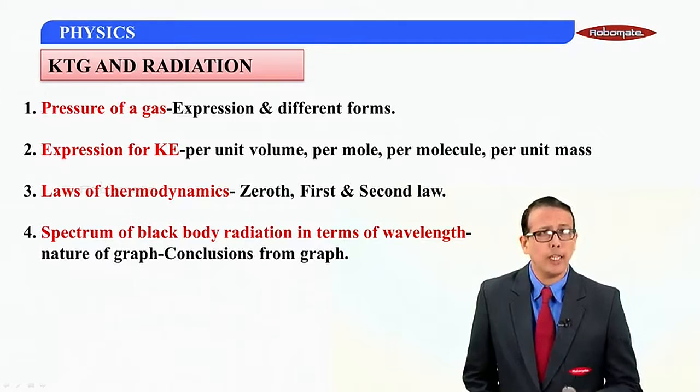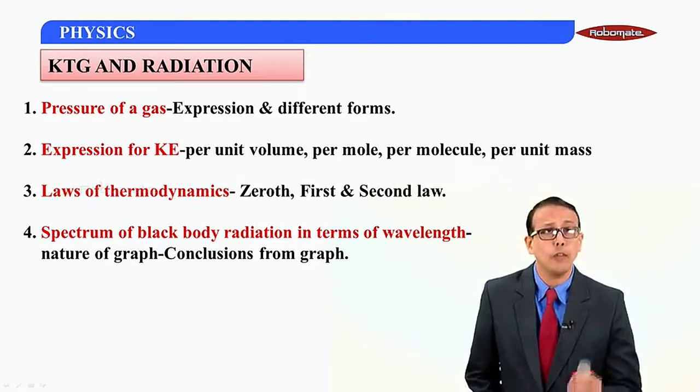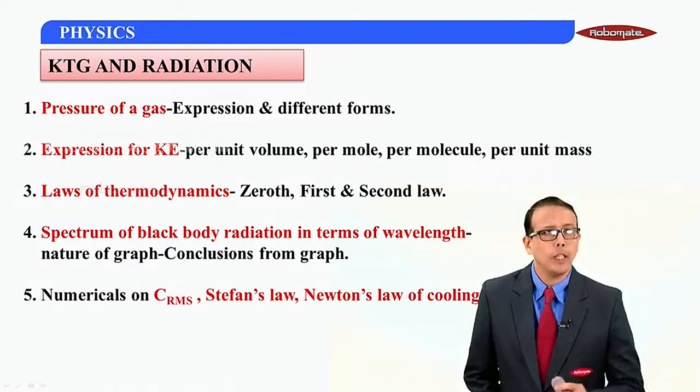Spectrum of black body radiation in terms of wavelength, wherein we draw the graph, conclusions from the graph. Also in the graph we have to clearly show the increase in temperature and shift of the wavelength towards the lower side. Numericals on RMS velocity, Stefan's law and Newton's law of cooling are important in this KTG and radiation. That's all here in Physics Paper 1, students.